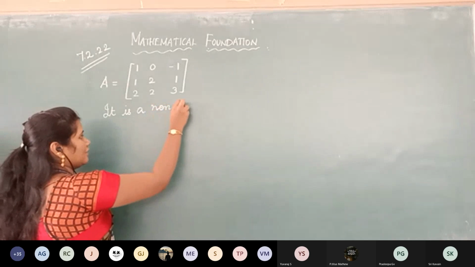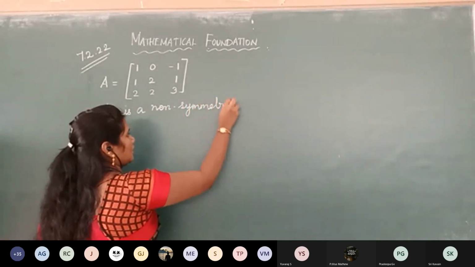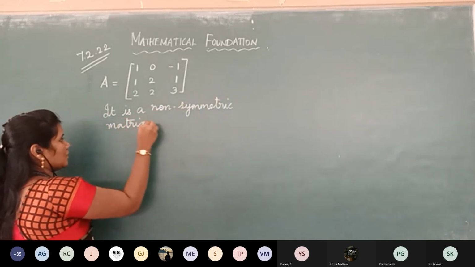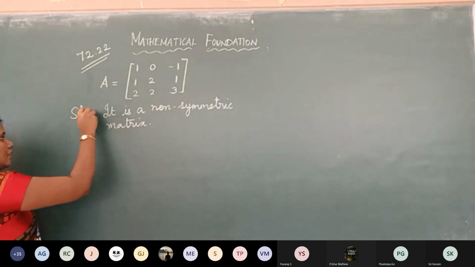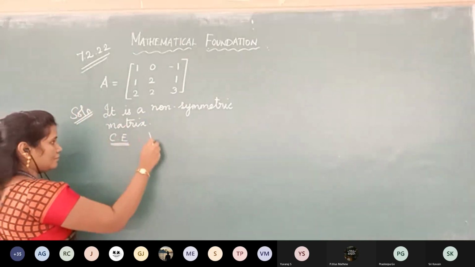So first you'll have to write that this is a non-symmetric matrix. The given matrix is a non-symmetric matrix. Then find out your characteristic equation. In your characteristic equation, first write your formula for a 3 cross 3 matrix.